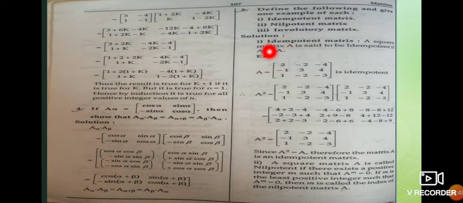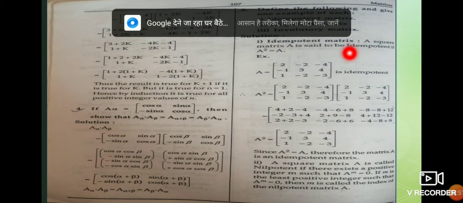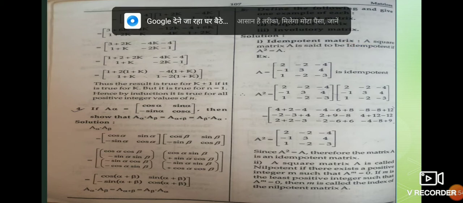Okay, the first definition is idempotent matrix. A square matrix A is said to be an idempotent matrix if A square is equal to A. We know the square matrix. The order of this matrix is 2 by 2, 3 by 3, 4 by 4, n by n or m by m. These are all square matrices.